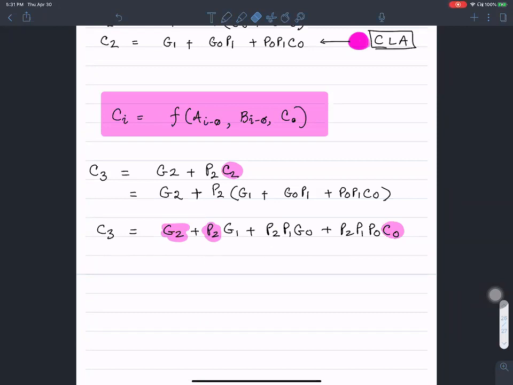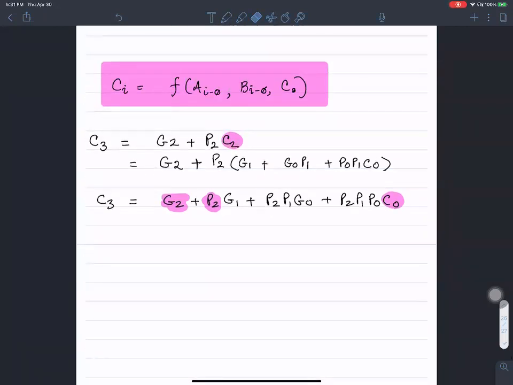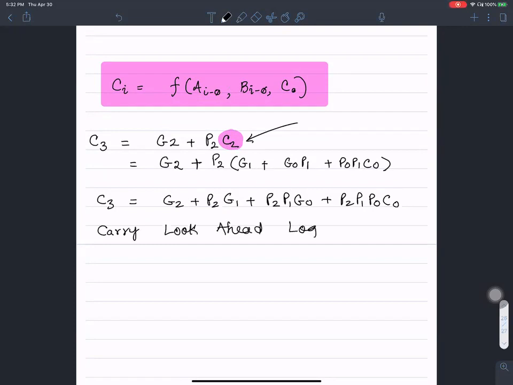Okay, so this is the idea of carry look ahead adder. The reason is I can't tolerate C2. Well, initially I began with C2, but I eliminated that by incorporating more and more look ahead logic. Okay, that's the idea of carry look ahead logic. Questions, please.